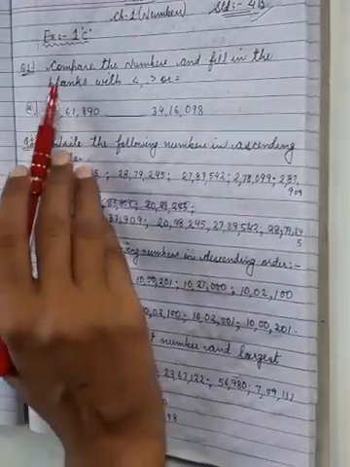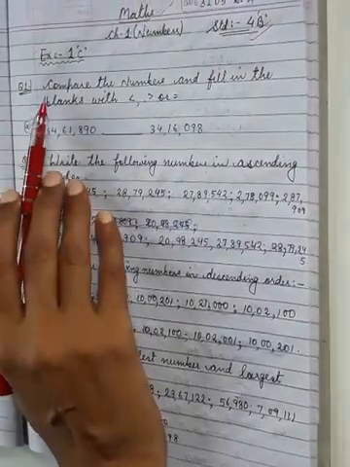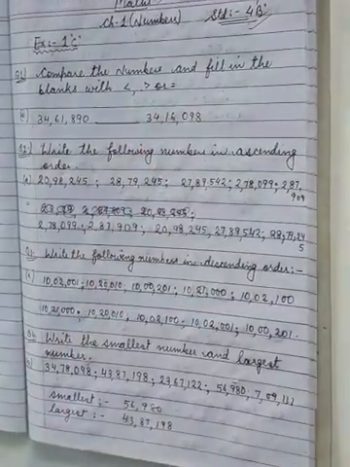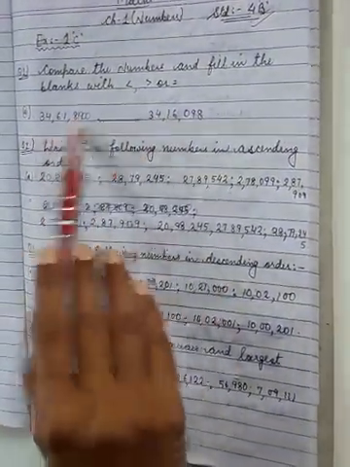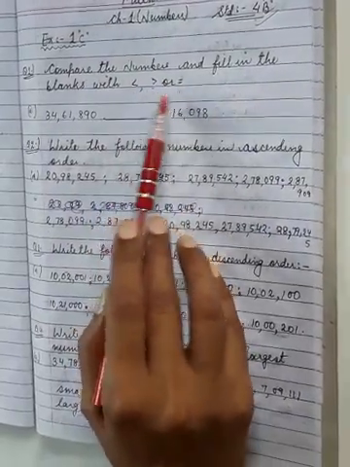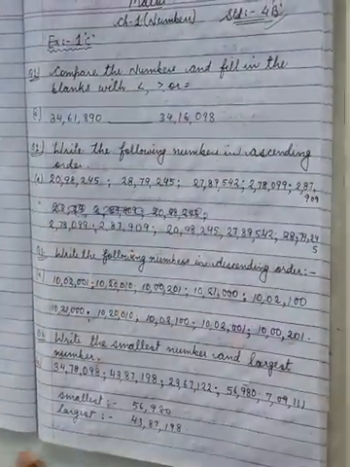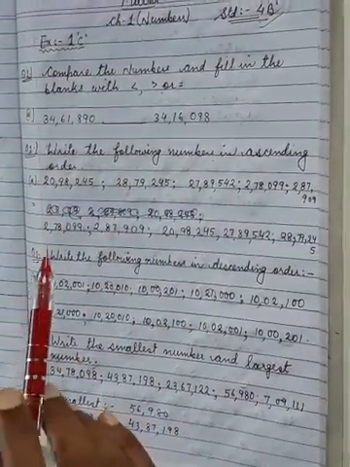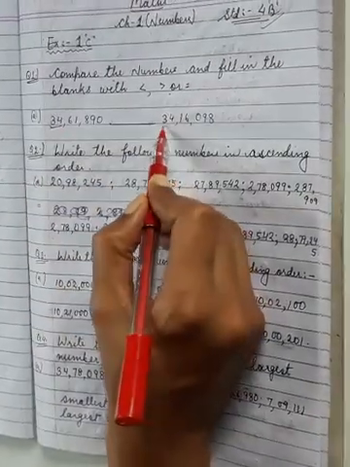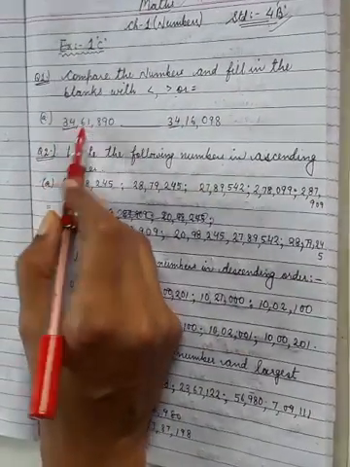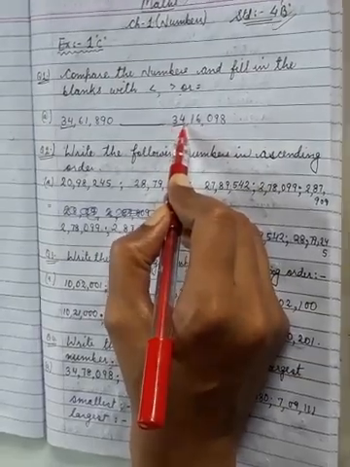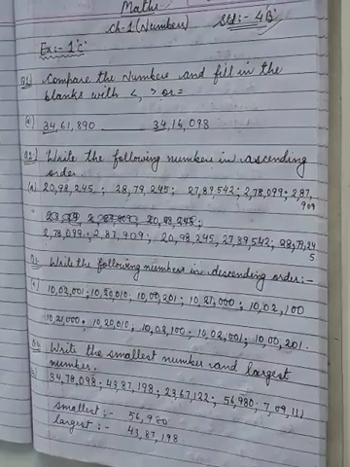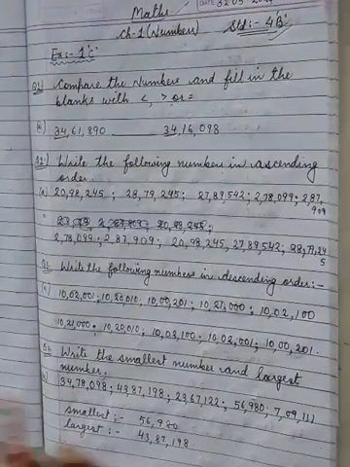Our first question, I'm going to read first. Compare the numbers and fill in the blanks with greater, smaller or equal to sign. Students, here you have to put the sign greater than, smaller than or equal to in the given numbers. First of all, to understand which number is greater and which is smaller, you have to see the first number. Here is 34, here is also 34. So we cannot identify which number is greater and which is smaller. So we will move to the other section.